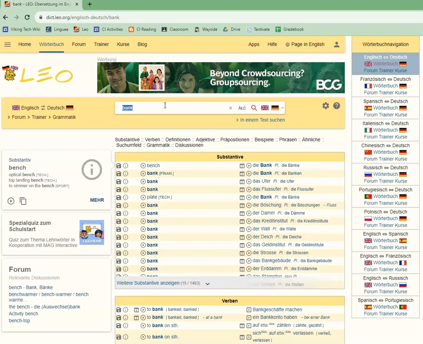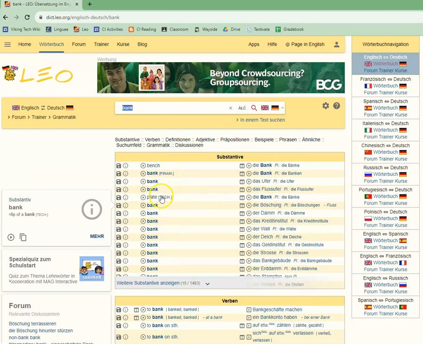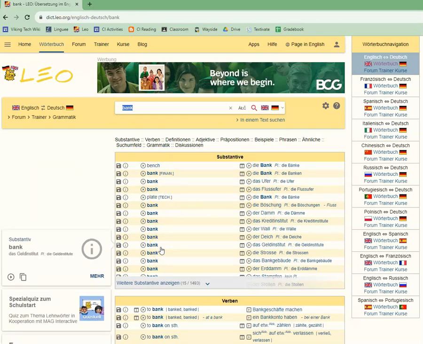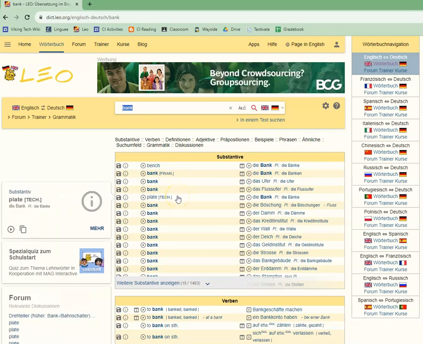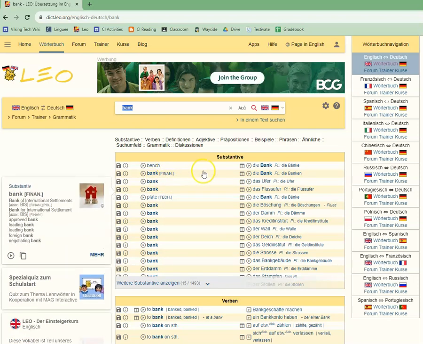What about Bank? Oh, okay, so in this one, I see sometimes the bolded word Bank is over here with the German words, and sometimes it's over here on the left with the English words. But since I'm looking up a German word, I need to make sure that I'm looking at the lines that have the German word in bold. So I see that Bank can mean a bench or a bank or a plate in a technical sense. That's technical. Here's financial.